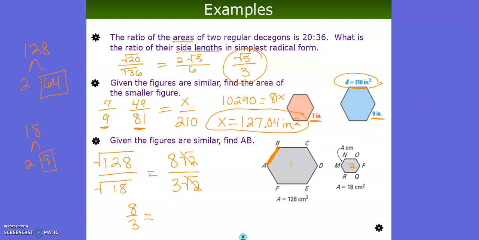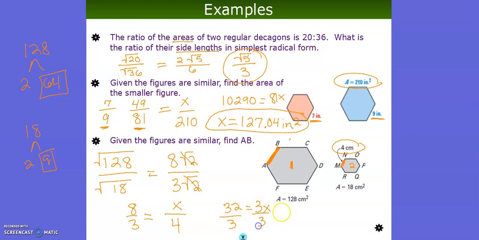So now I'm going to take a look at what sides I do have. I don't have AB, that's the side we're looking for. That's from my first shape, so that's where my x is going to go. And on the bottom, I'm going to have 4, which is that corresponding side in my smaller shape for my second shape. So here we just have a proportion we're going to solve. 8 times 4 is 32, which is equal to 3x.